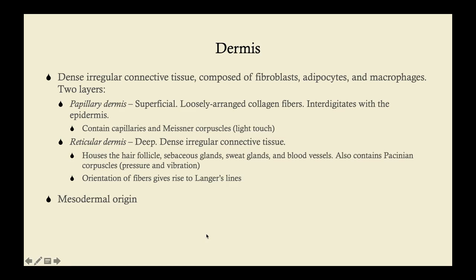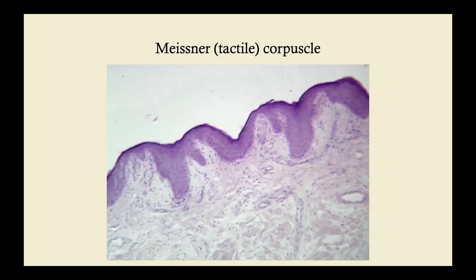The orientation of the fibers in the reticular dermis is what gives rise to the famous Langer's lines, which are really important for surgeons when they make their incisions. They'll try to make them along Langer's lines that will help with healing and reduce the risk of like keloids and stuff like that. The dermis is of mesodermal origin. So remember, the epidermis was of ectodermal origin. The dermis is of mesodermal origin.